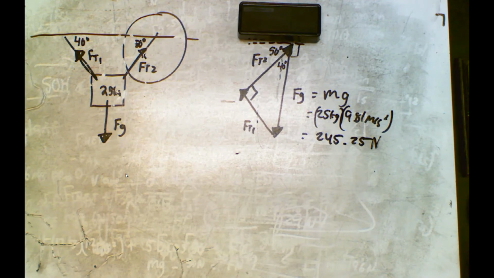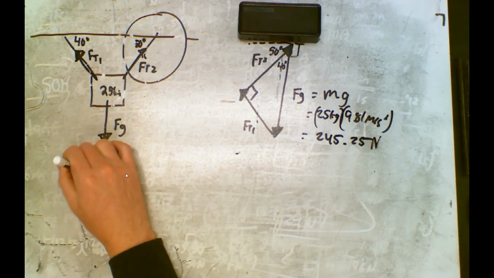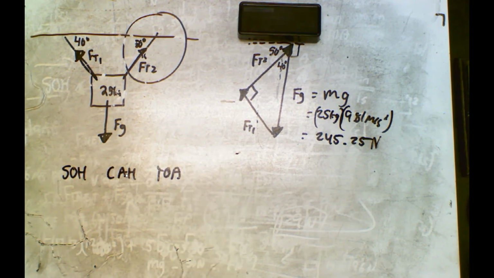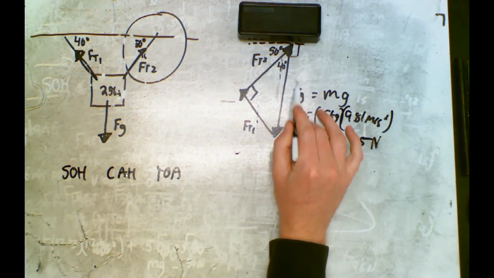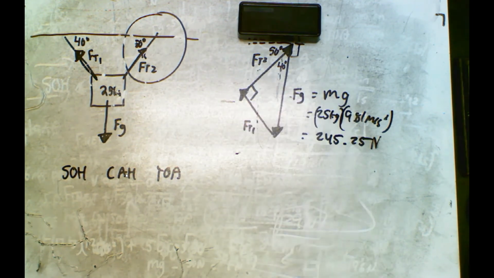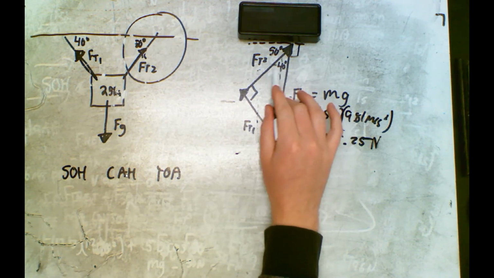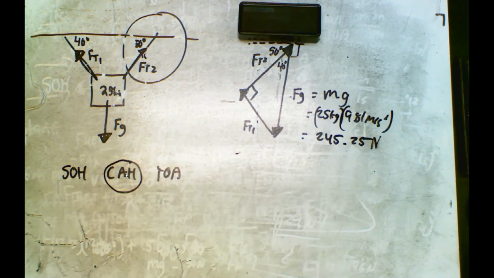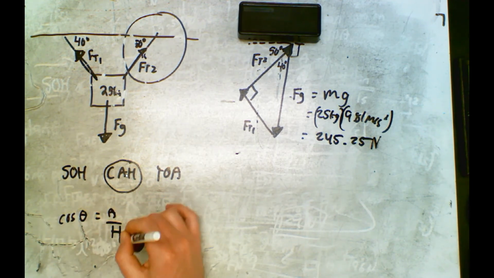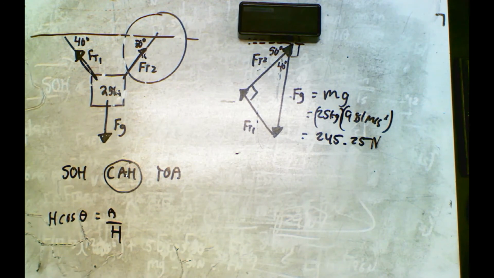So now I have a side and an angle. I can use SOH CAH TOA to finish this off, right? I have this side, this is my hypotenuse over here, so I want my adjacent side, which is FT2. So this would be adjacent and hypotenuse, so to find FT2 would be like that. So I have cos theta equals adjacent over hypotenuse. I want to find adjacent, so it's just going to be 245.25 newtons cos of 40 degrees.